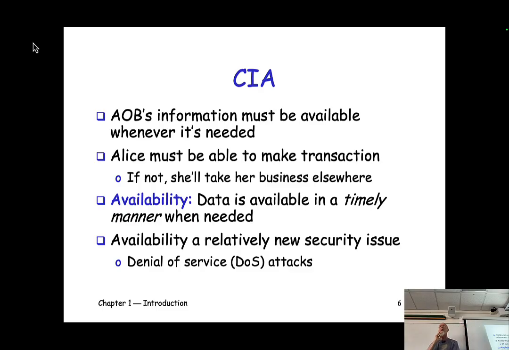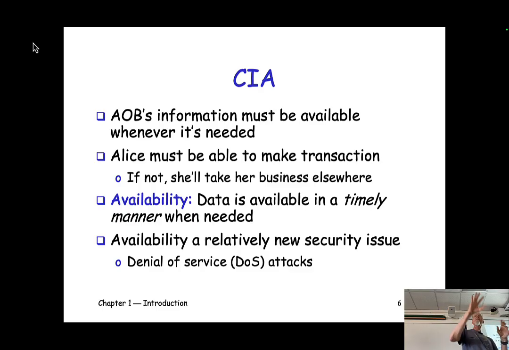People didn't think too much about availability. I mean, think about it. If you had, say, a doctor's office, right? The doctor has your personal medical information there. Before the computer era, that information was on a 3x5 note card in a filing cabinet, right? So as long as the office doesn't burn down, it's available, right?